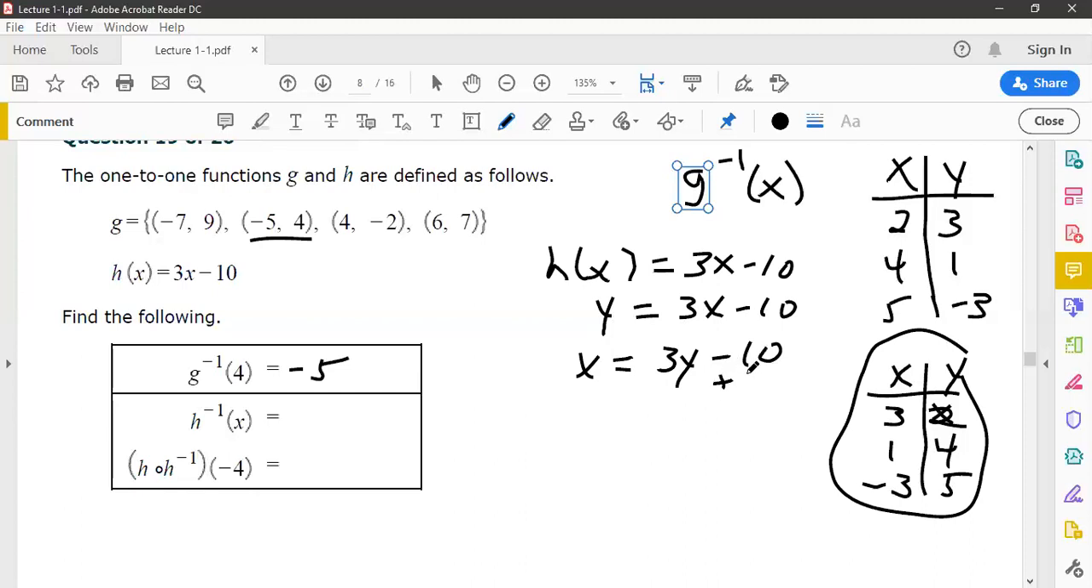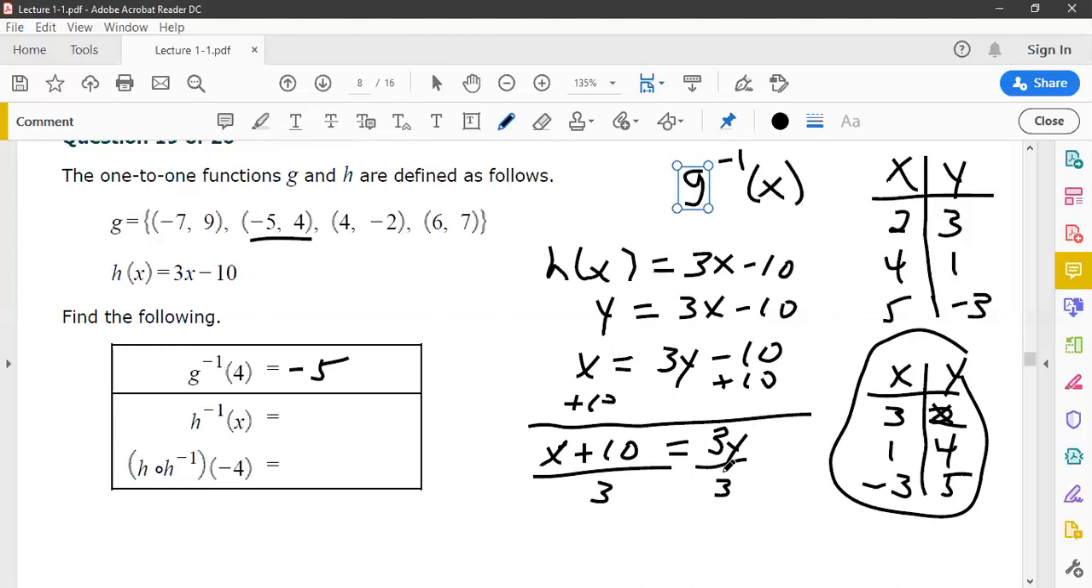So in this case, I'm going to add 10 to both sides. And then in my last step, I'm going to divide by 3. So y would equal x plus 10 over 3, or in this case, the y represents the inverse of the h function, because again, x and y switch places, and I solve for y. So this would be x plus 10 over 3.